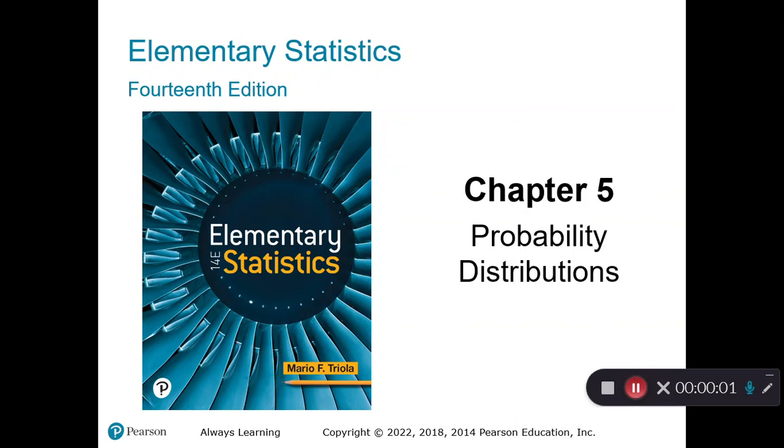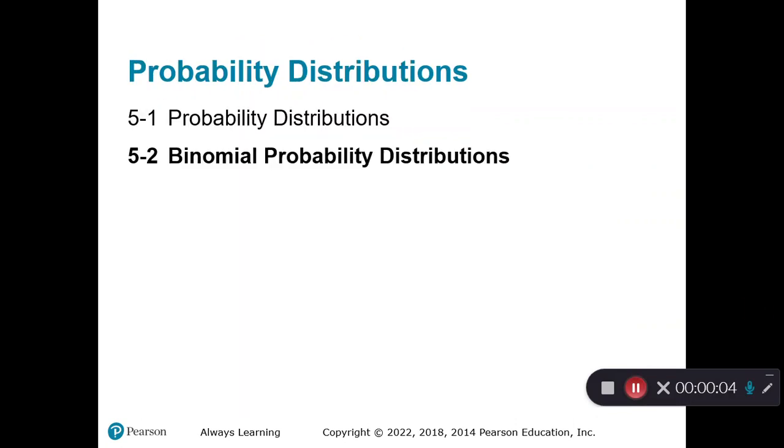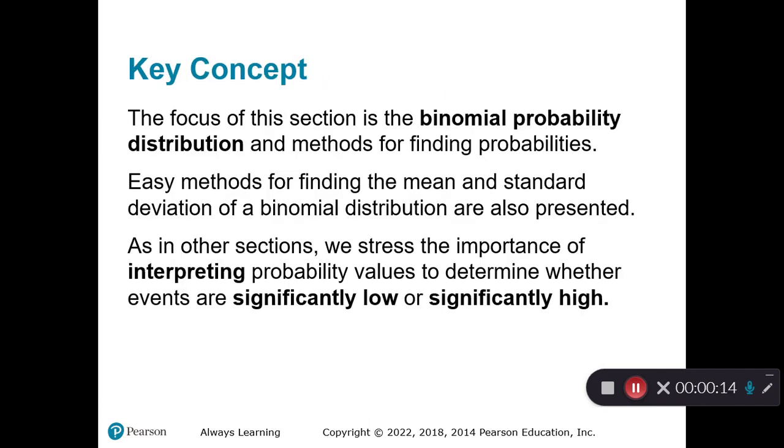We continue our study of probability distributions by now learning about a special type of probability distribution, a family called binomial probability distributions. Here we'll not only introduce what constitutes a binomial probability distribution, but we'll also look at some methods for calculating those probabilities and also finding the mean and standard deviation for binomial distributions, and ending with a way for determining whether certain results are significant, either significantly low or significantly high.